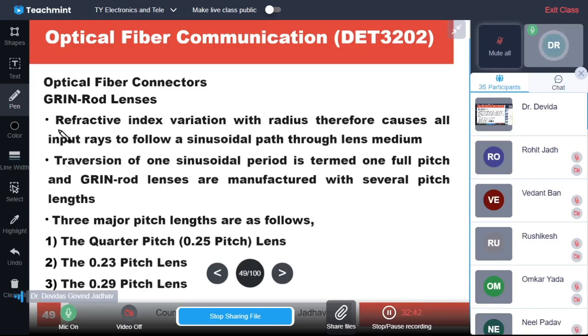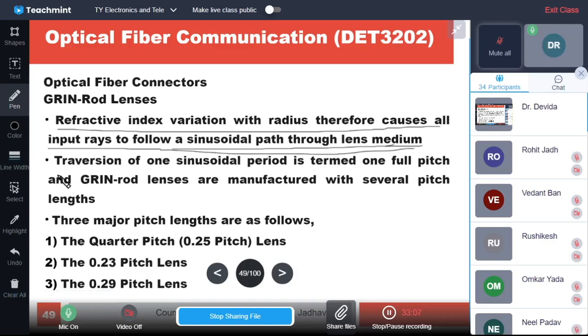Refractive index variation with radius therefore causes all input rays to follow a sinusoidal path through the lens medium. The variation is along the radius, therefore it causes all the input rays to follow a sinusoidal path through the lens medium. Traversal of one sinusoidal period is termed one full pitch, isn't it? One complete sinusoidal period is called one full pitch.